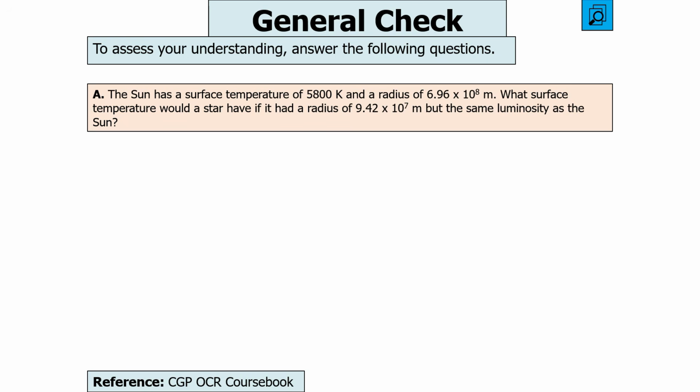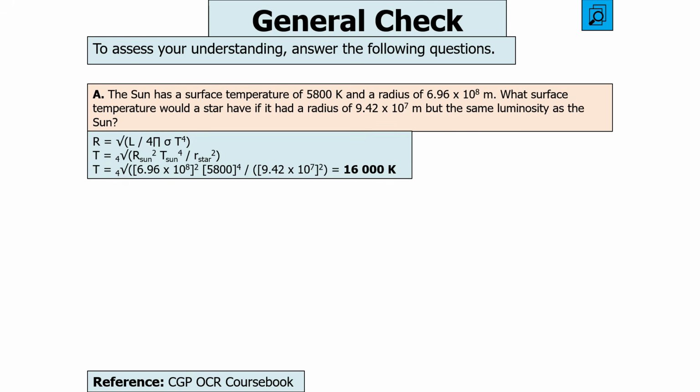The Sun has a surface temperature of 5,800 Kelvin and a radius of 6.96 times 10 to the 8 meters. What surface temperature would a star have if it had a radius of 9.42 times 10 to the 7 meters with the same luminosity as the Sun? So what we can do is we can ratio the values. Because r is equal to the square root of L, the luminosity, over 4 pi sigma T to the 4, the temperature is going to be the fourth root of the radius of the Sun squared times the temperature of the Sun to the power of 4, over the radius of the star squared. We pop in all the values and we get 16,000 Kelvin.